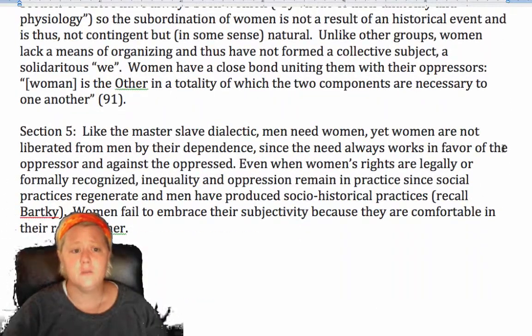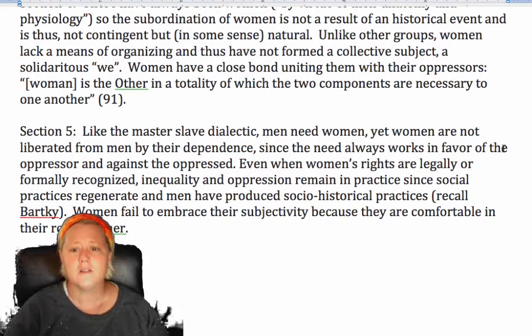In section 5, Beauvoir argues that, like the master-slave dialectic, men need women. So in the same way that the master depends upon the slave, it's not simply that the slave depends upon the master, but actually the master needs the slave. In the same way, men need women. They rely upon women to see them as subjects, as men. Yet women are not liberated from men by their dependence, since the need always works in favor of the oppressor, the master, and against the oppressed.